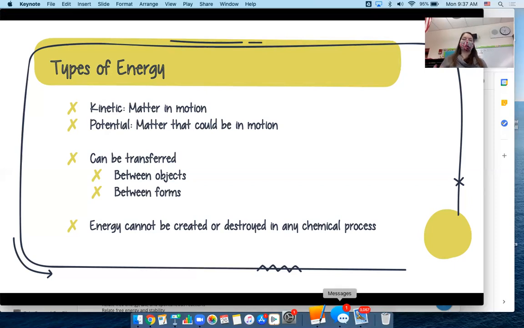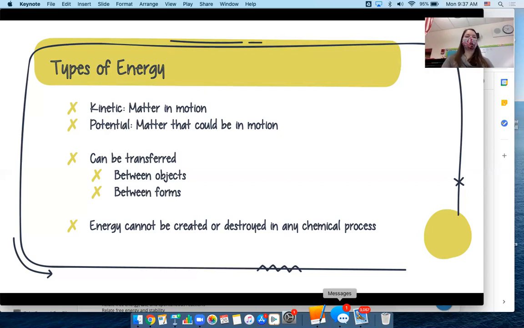So energy is constantly being transferred between objects, transformed between different types. And just like when we were talking about matter, energy can also not be created or destroyed in any chemical process. Einstein is a much smarter person, even being dead, I think, than I am now, and pointed out that energy is converted to matter and vice versa in some instances. Whew, don't worry about that.